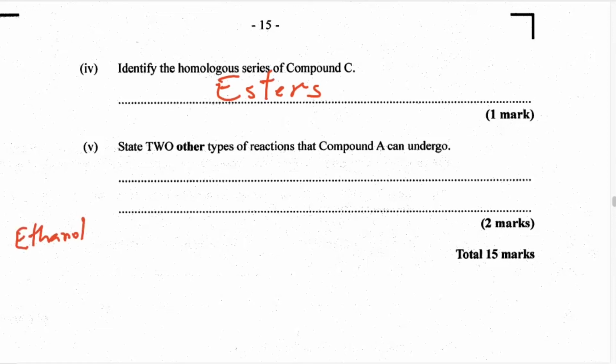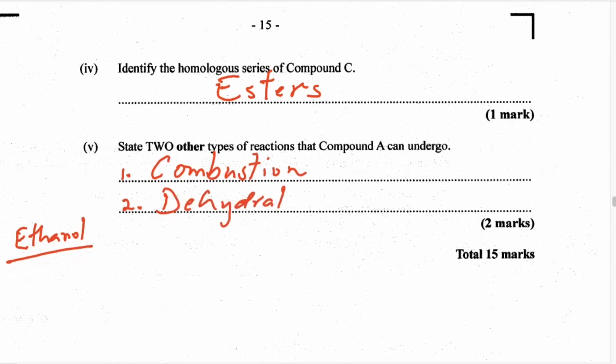So ethanol reacts, or alcohols on the whole react with organic acids to give us esters, right? So there are other reactions that alcohols can undergo. They can undergo combustion reaction, where they burn to give us heat, carbon dioxide, and water. And they can also undergo dehydration. So we can dehydrate our alcohols to get the corresponding alkenes. And just like that, we would have gotten 15 marks.